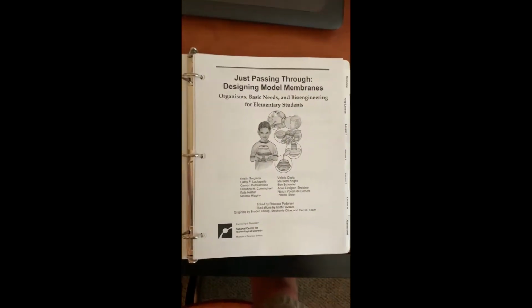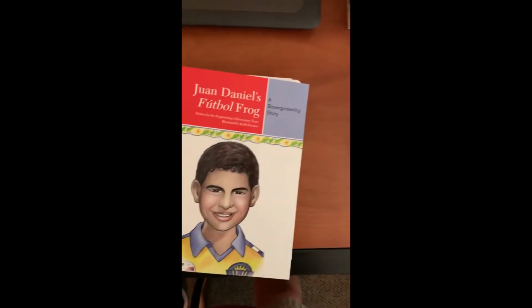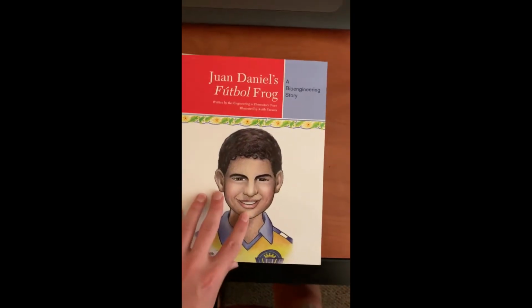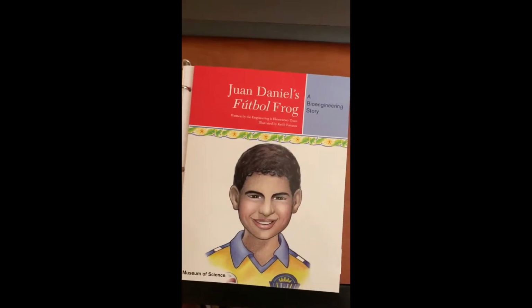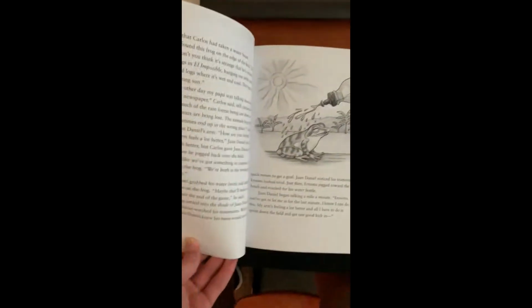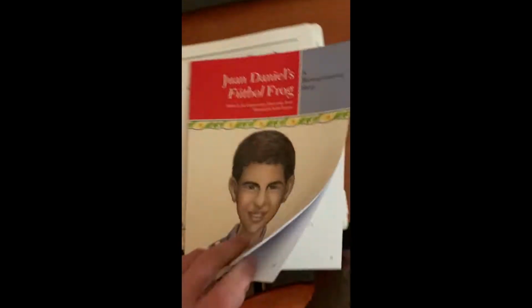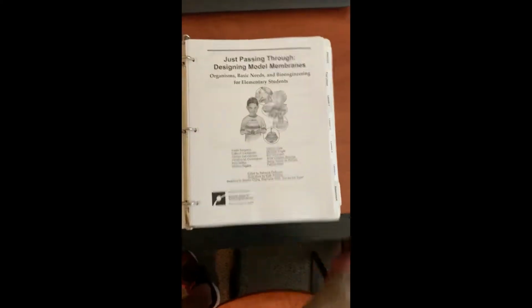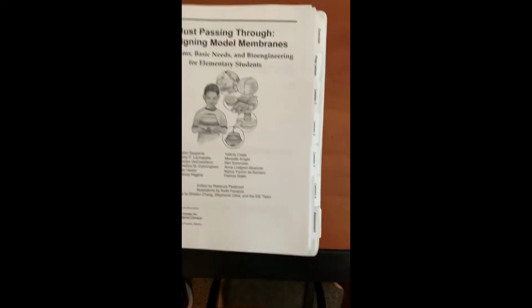And the cool thing about it is that it has these stories that go along with it. This is Juan Daniel's Football Frog, and it's both cultural, so you have a social studies piece to it, but it also has a science story built in, and it's at your kids' reading level. Just looking through the book, you can see pictures, large text, good to see. It has a bunch of cool stuff with it, and that's how you frame out your lesson.